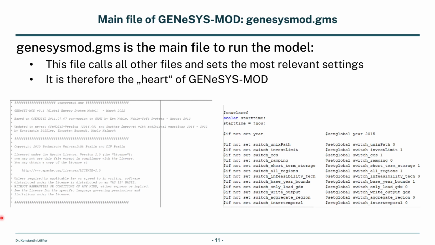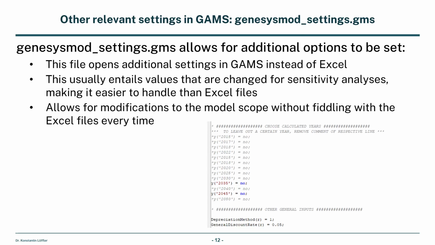Right. After the GENeSYS-MOD GAMS file, there's another place where you can do some general settings, and this is the GENeSYS-MOD settings.gams file. This file essentially opens additional settings in GAMS instead of Excel. So that's usually values that you use or change, for example, for sensitivity analyses, to make it easier than changing the Excel files all the time.